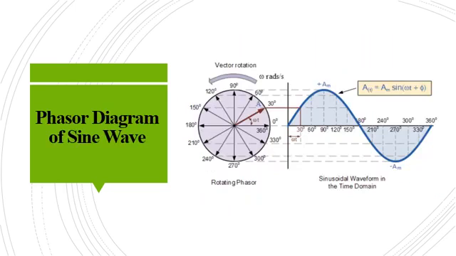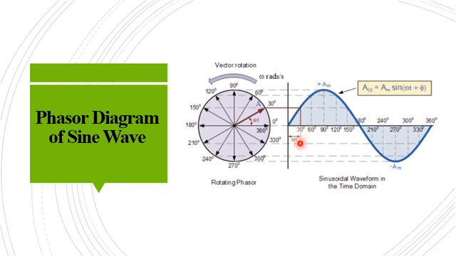Now let's see how we can represent a sine wave using a phasor. Here I have a sine wave, that is a(t) equal to Am sin(omega t plus phi). Here the value of phi is taken as 0 because the wave is starting from the origin itself. Then here Am is the amplitude or peak of the sine wave.